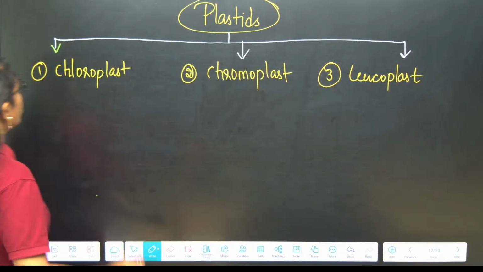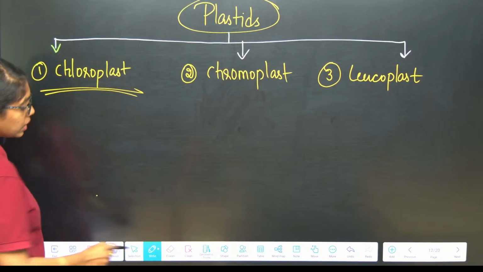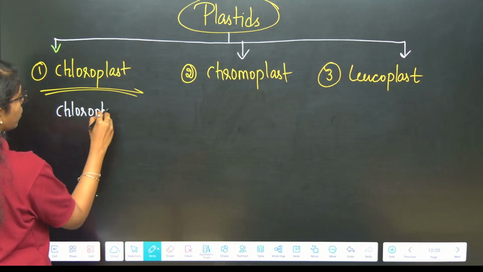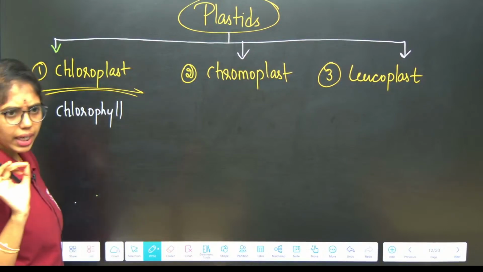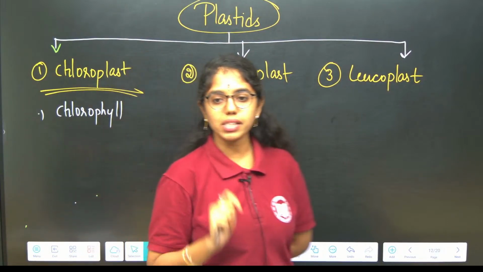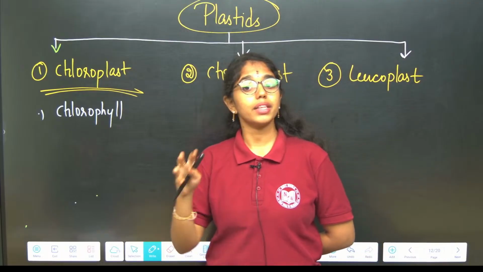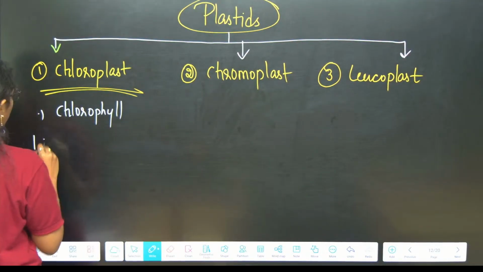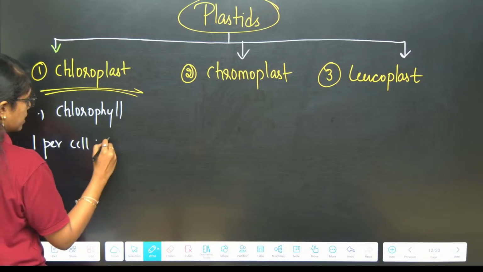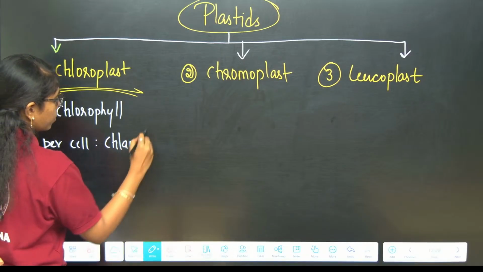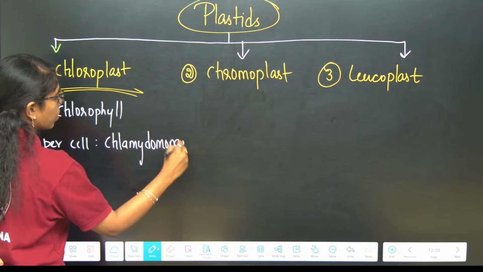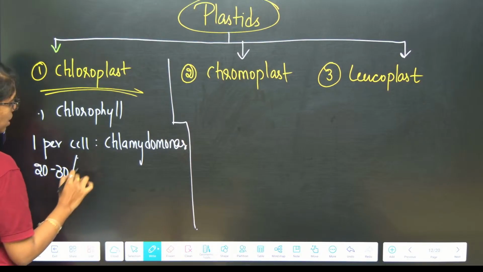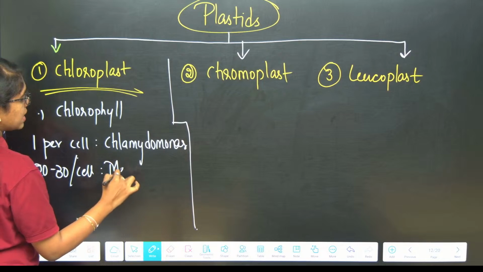Fine, right? So chloroplasts are green colored plastids, they have abundant pigment, that is chlorophyll. In some unicellular primitive green algae like Chlamydomonas, chloroplasts are 1 per cell, whereas in mesophyll cells you can see 20, 30 to 40 chloroplasts per cell. So it can be 1 per cell, for example Chlamydomonas, or 20 to 30 chloroplasts per cell, for example in mesophyll cells.